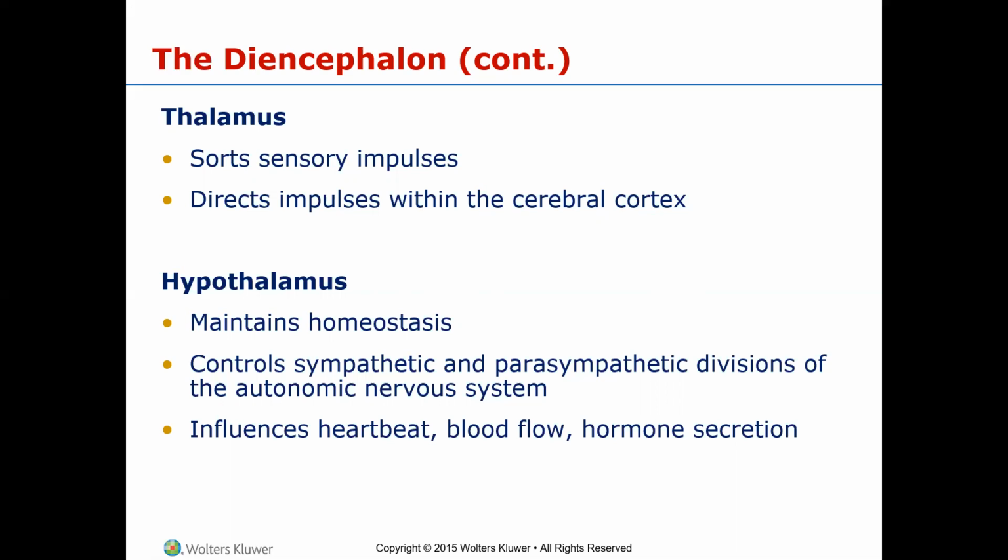Then the hypothalamus is responsible for maintaining homeostasis, for our body temperature, all of that kind of thing. It controls both the sympathetic and the parasympathetic divisions of the autonomic nervous system, those things that we don't have to think about, like body temperature. It also influences our heartbeat, our blood flow, and our hormone secretion. So blood pressure here is controlled by the hypothalamus, things that we're not thinking about.